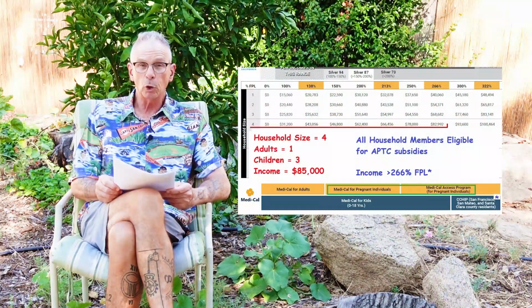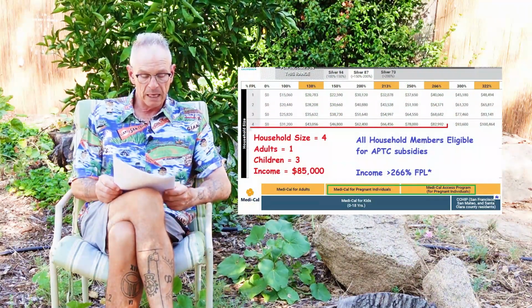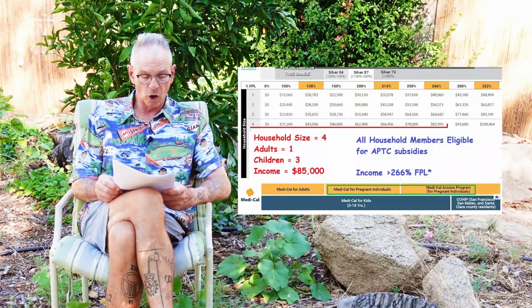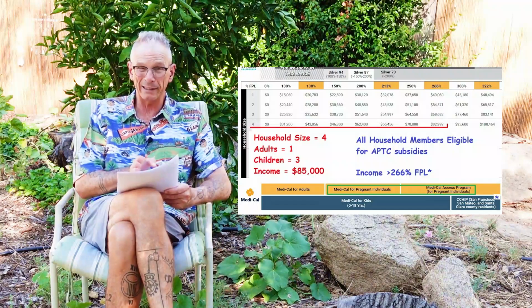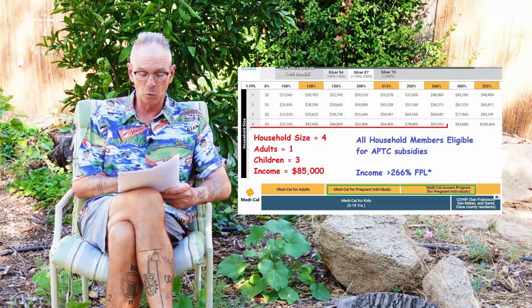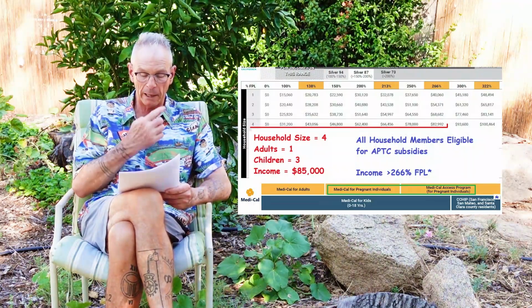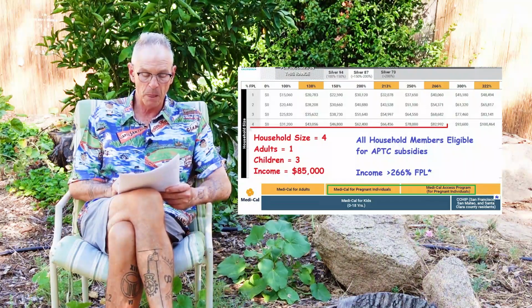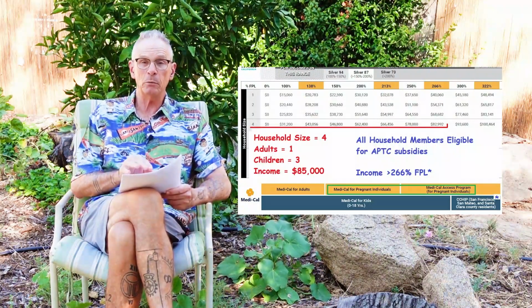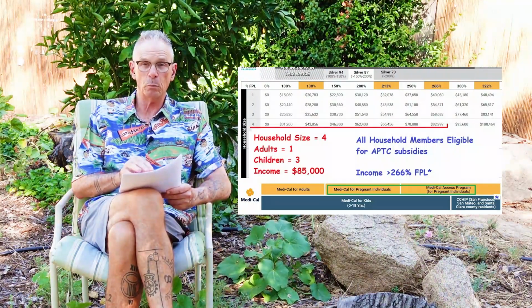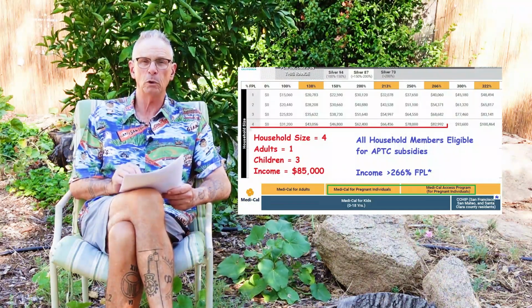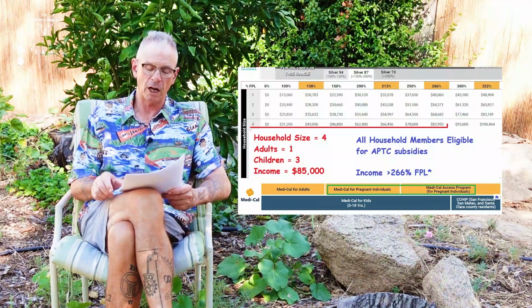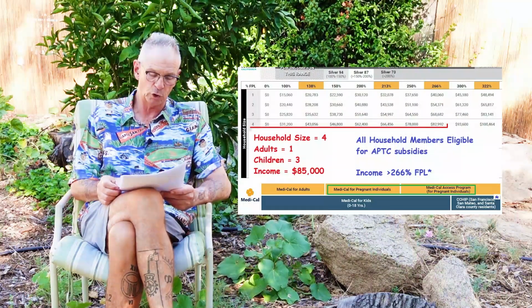Next example would be household of 4, 1 adult, 3 children, an income of $85,000. So you go down to row 4, then you go across, and sometimes it's not exact, but we know that it's more than 266%, less than 300%. But because the income is over 266% of the federal poverty level, the adult and the children are eligible for the subsidies through Covered California for a private health insurance plan.